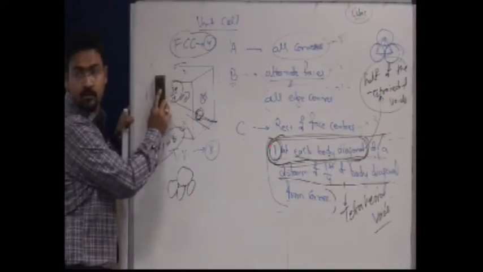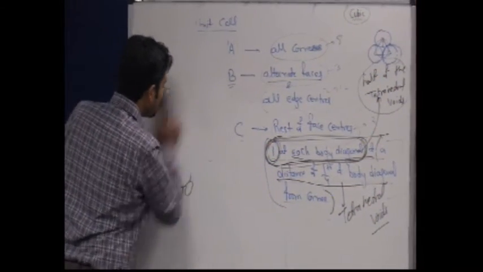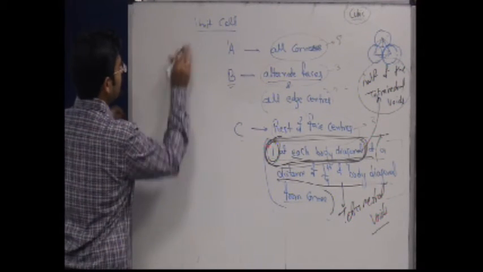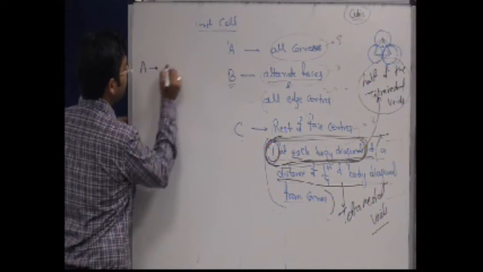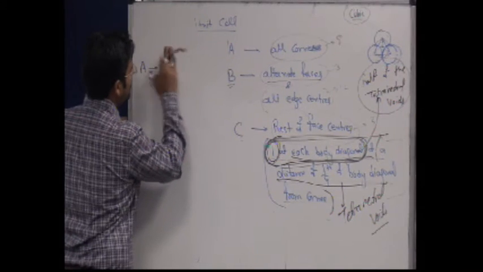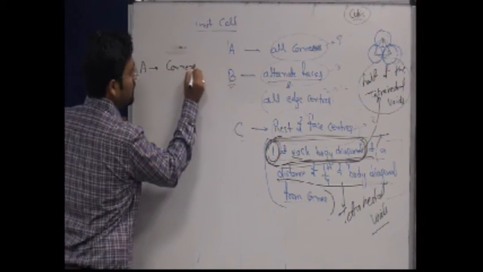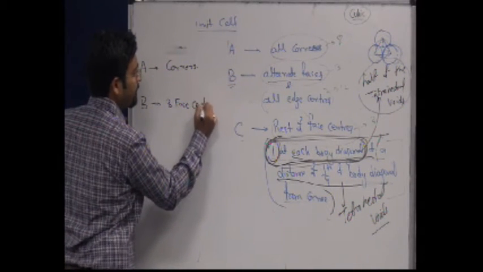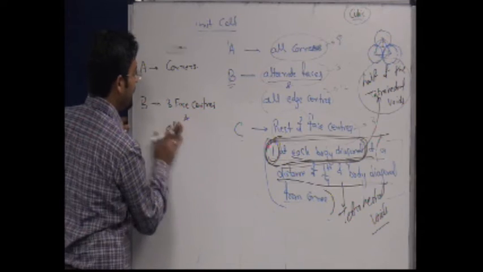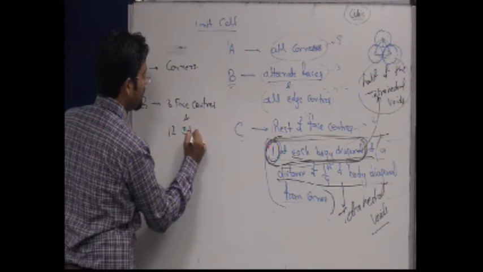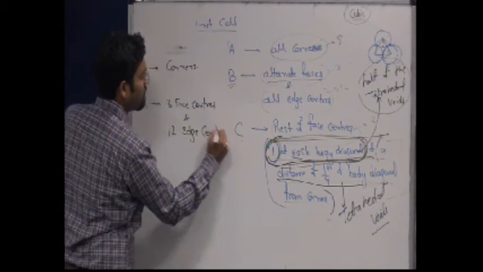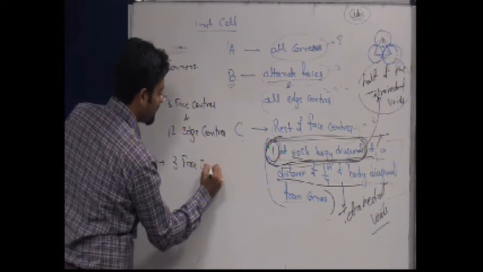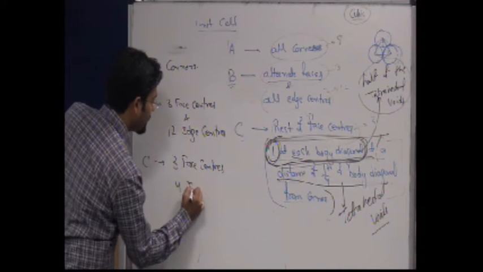Should I erase this? So A is present at the corner, B at 3 face centers and all edge centers, which means 12 edge centers. C at 3 face centers and 4 tetrahedral voids.